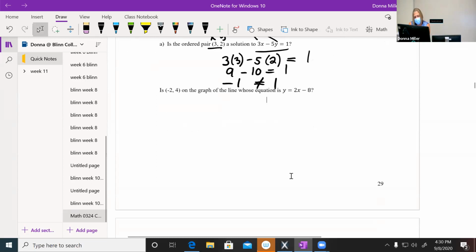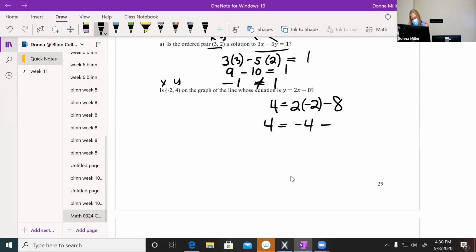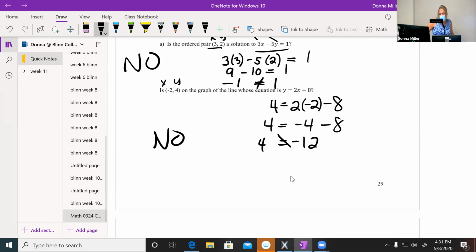So let's try this one. So this is x and y. It's negative 2, 4, and the graph of the line's equation is y equals 2x minus 8. All right, I'll plug it in. So y is 4, and x is negative 2. We get negative 4 minus 8. All right, well, that's certainly not going to work, right? It's like negative 12. So again, both of these are not on the line, okay? To be on the line, I would have to get something like 4 equals 4. Good?